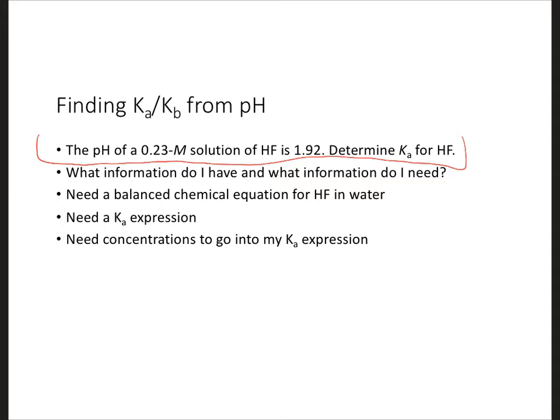And so we can actually break this down into steps, which shouldn't be a gigantic surprise to you because we try to convince you to use these certain processes, these certain steps, in order to be able to solve any problems, regardless of what the numbers are. So we need to have a balanced chemical equation, and so for HF, we've seen that before. We need to use that balanced chemical equation to get a Ka expression, and then I need concentrations to go into that Ka expression, and those are going to come from the ice table.